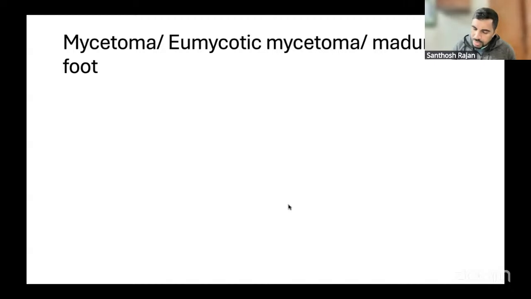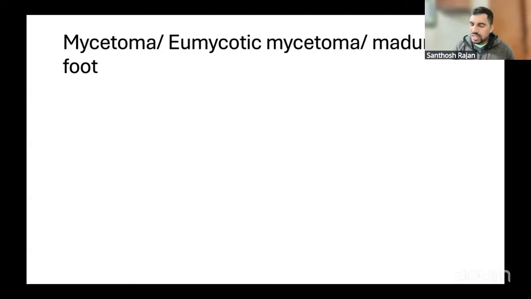Here, with fungus, there will be only a few sinuses. Few sinuses. Here the granule color is usually, in actinomycetoma, white to yellow. But here it will be usually black.